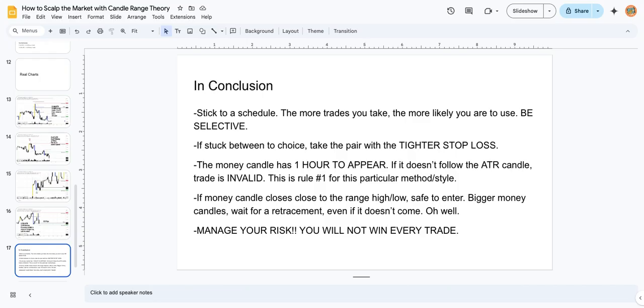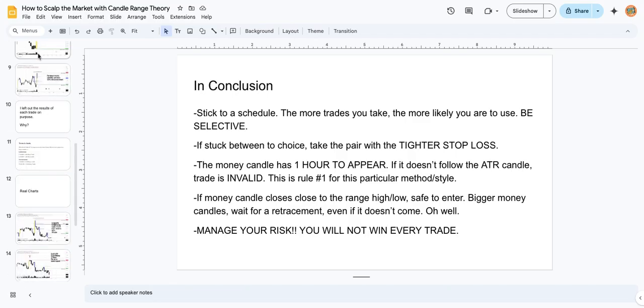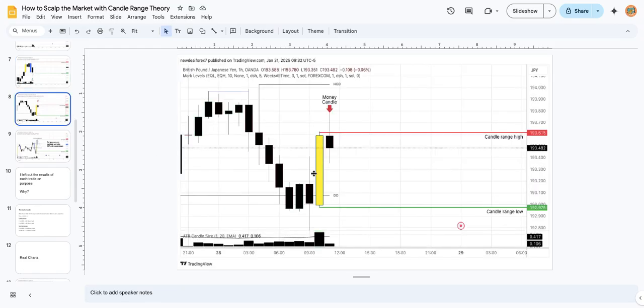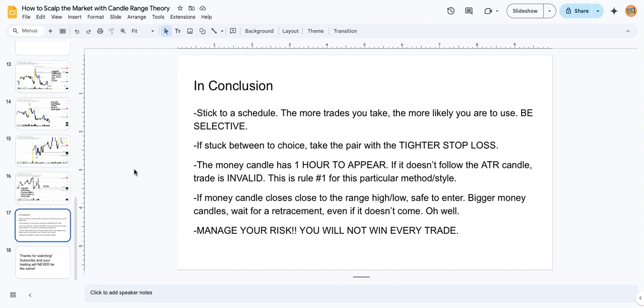All right. The money candle has 1 hour to appear. This is a non-negotiable. If it does not follow the ATR candle, the trade is invalid. That's rule number one. Remember, just to remind you, this is the pattern right here: 1, 2, 1, 2. 2 hours, 1 hour, 2 hour. If it doesn't show you the money candle following it, scratch that trade. You're out of there. Don't give them your money. They didn't deserve it for that day. Go to another pair. You'll find another one. All right? Non-negotiable. Do not break this rule. You break this rule, your results are on you. So if it doesn't follow it, done deal.